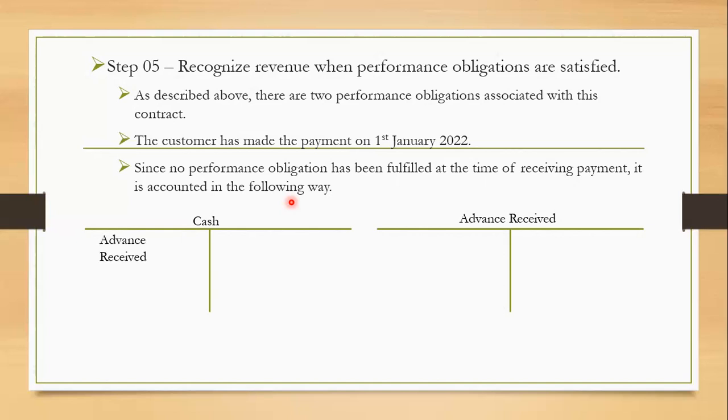Since we are getting cash, we are debiting our cash account by 1.2 million. But we haven't fulfilled any performance obligation associated with this cash receipt. Therefore, I am recognizing this cash receipt as a liability. So I am crediting it to an advance received liability account. This is the first entry that I need to pass in relation to the payment received from the customer. Okay, cash account is debited, whereas advance received account is credited.